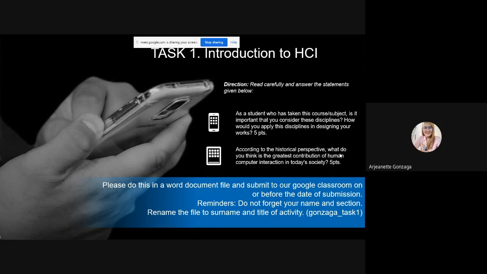Please read the notes and do this in a Word document file and submit it to our Google Classroom on or before the date of submission.